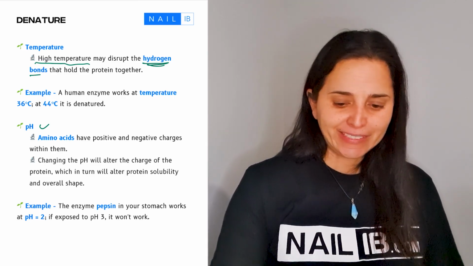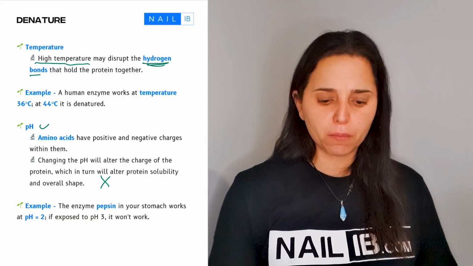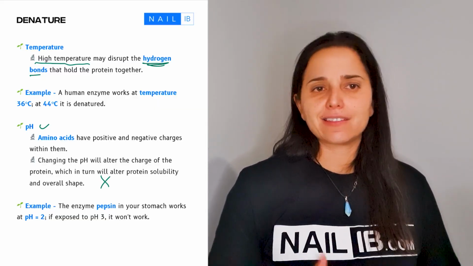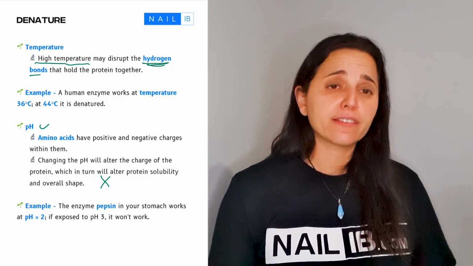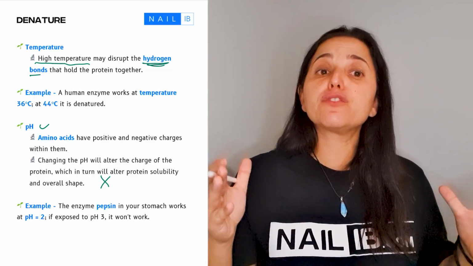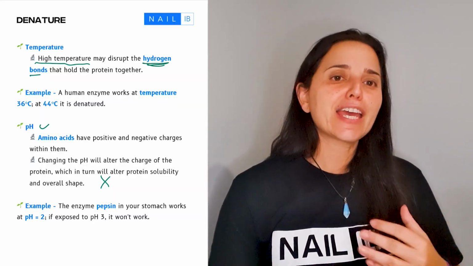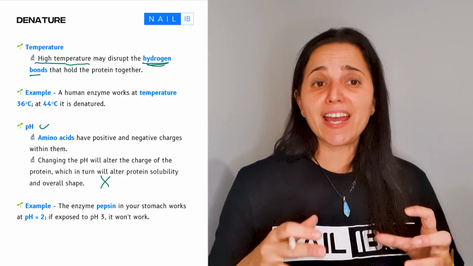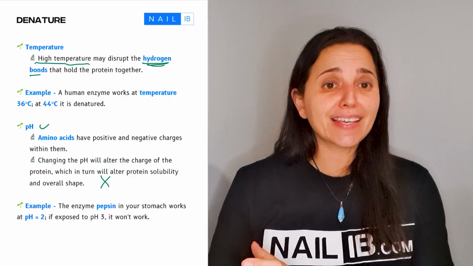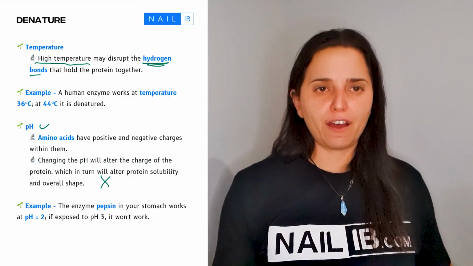When that happens, that's it. The protein will lose its solubility, the protein will not be able to function. An example of that is pepsin. It's an enzyme found in your stomach. It only works at a pH of 2, so it only works in an area that is very acidic. If you take that pepsin, which works in an acidic area, and you put it in a basic area, that's it. It loses its charges, and that way it will not function.